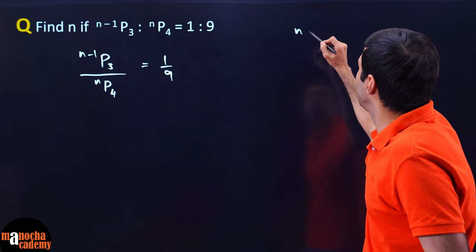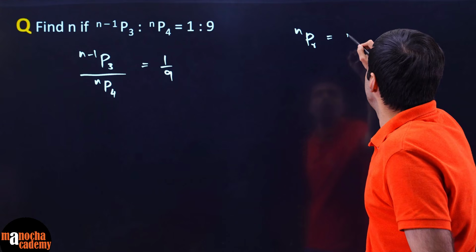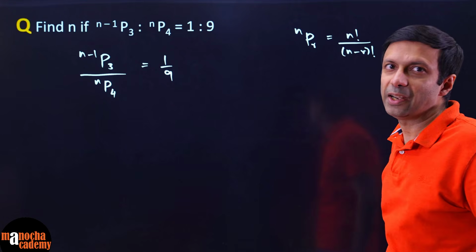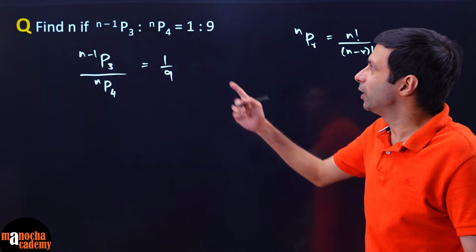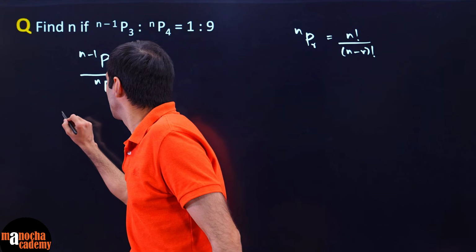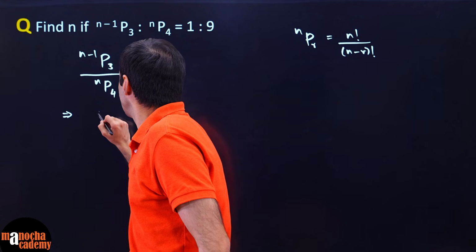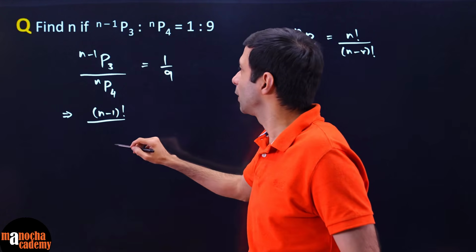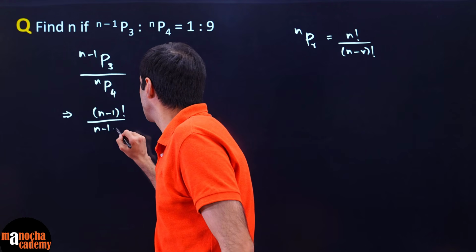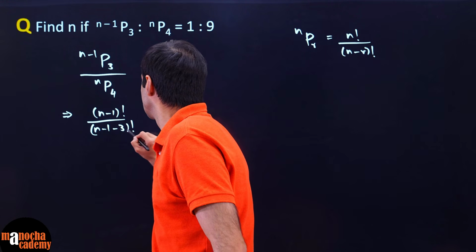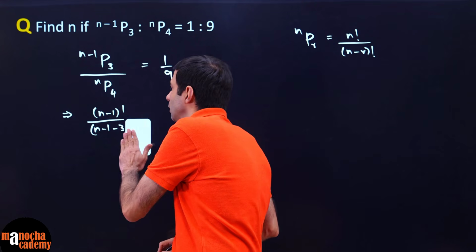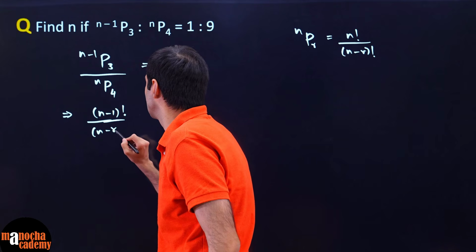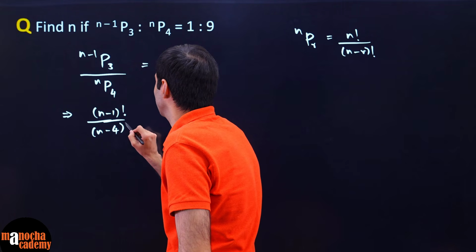What was NPR? NPR was n factorial divided by (n minus r) factorial, where basically you have n different objects taken r at a time. So let's plug in the values here. On the left hand side, what do we have? This is going to be (n minus 1) factorial divided by (n minus 1 minus 3) factorial. So this is nothing but (n minus 4) factorial.